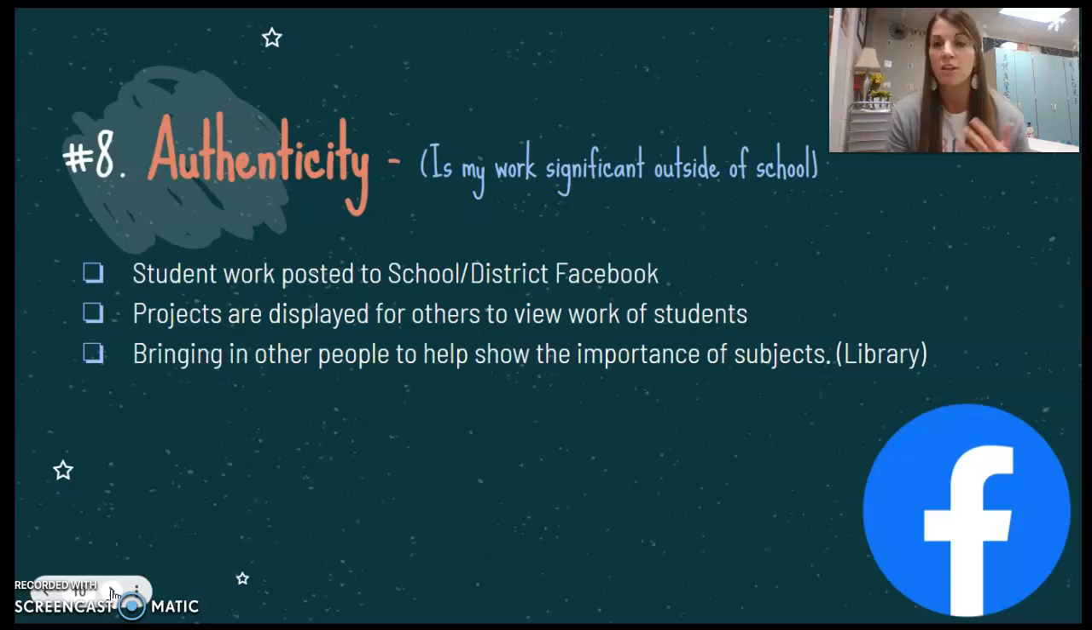For instance, we bring in our librarian, and she teaches my students the importance of reading and how it builds your vocabulary. So utilize those outside resources to help you show that what you're learning is going to be significant for you outside of just the classroom.